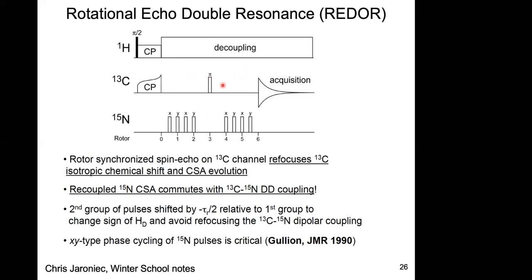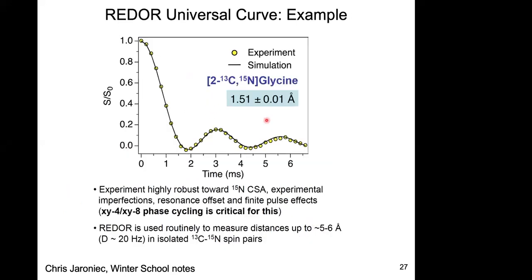So if you don't have the control experiment where you don't have the nitrogen pulses on, you will see the intensity will just drop just because of T2. You will not be able to figure out what's due to the dipolar coupling and what's due to the T2 relaxation. So you need that control experiment.